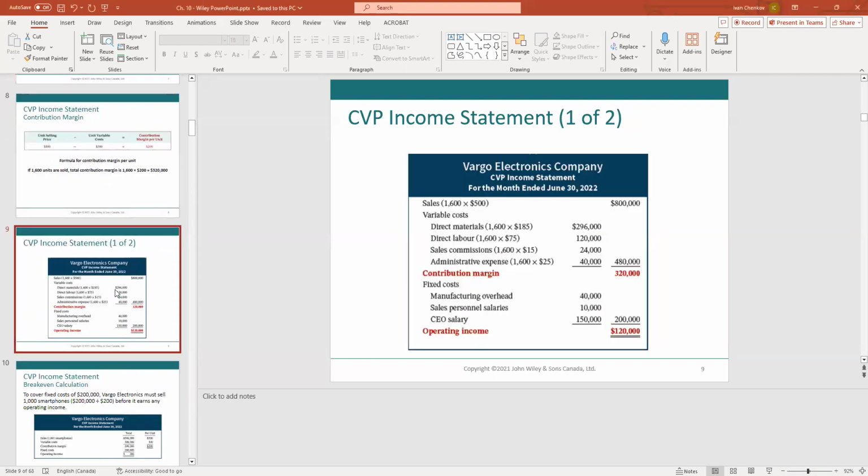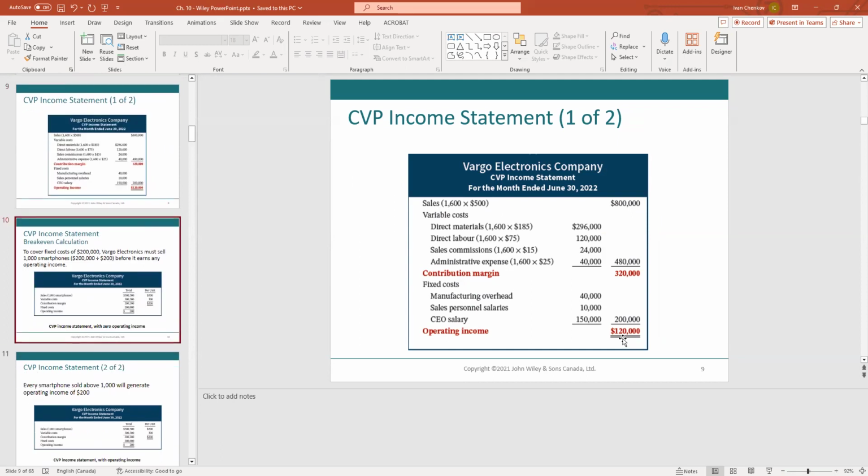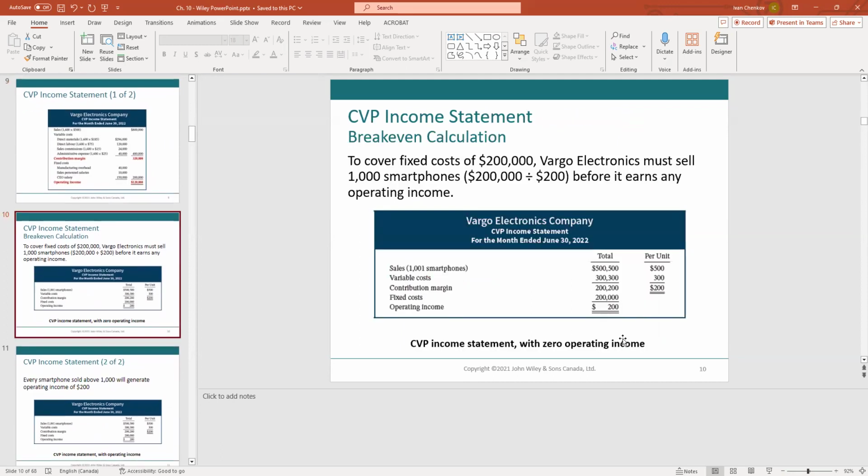So that was our proof that once we sell 1,600 units, we can generate operating income of $120,000. For the break-even, that will be the cost per unit. For the unit, we generated $200 per unit. So what's going to happen if we sell 1,000 units? If we sell 1,000 units, we generate enough contribution margin to cover our fixed cost.